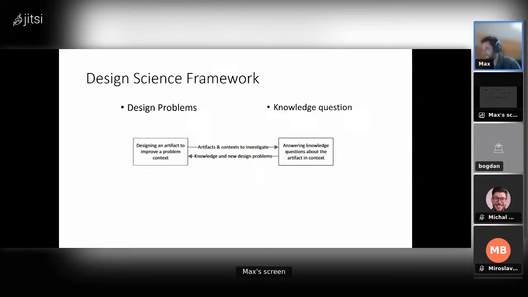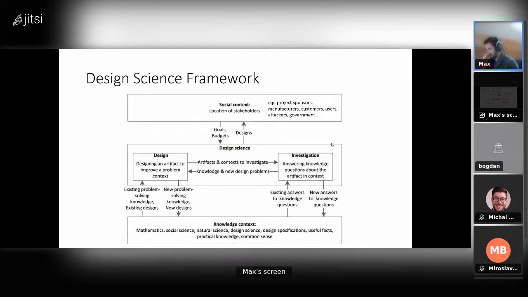If you see these boxes, for a design problem, we are designing an artifact to improve a problem context, but then the artifact and the context need to be investigated. And answering knowledge questions about the artifact in context, we then need some knowledge and a new design problem. So it's a bit like the snake that is trying to eat its own tail. That is why we have some framework for design science.